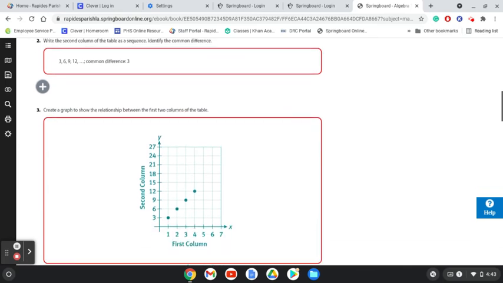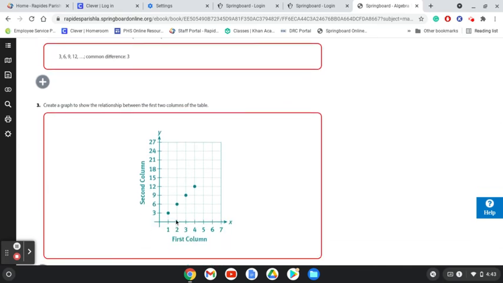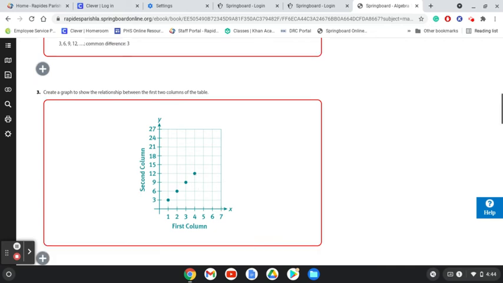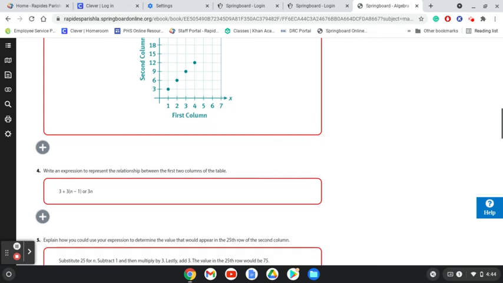Create a graph showing your relationship. So you have 1, 3, that goes there. You have 2, 6, that goes there. You have 3, 9, that goes there. You have 4, 12, that goes there. I understand I'm going fast, and you'll probably have to pause this video. That's fine.